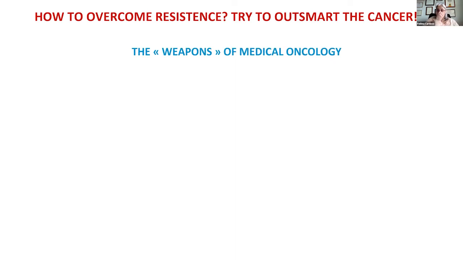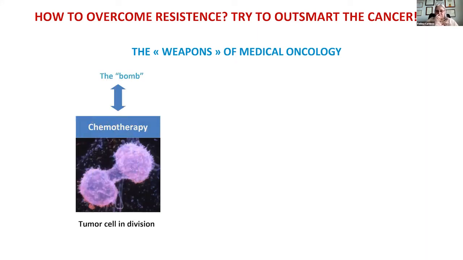So how can we overcome this resistance? We have to try to outsmart the cancer. And I know that some of you don't like this war analogy, but in terms of treatment, it helps a lot to explain. So I apologize for those who don't like the war analogy, but allow me to use this just to explain the types of treatment.